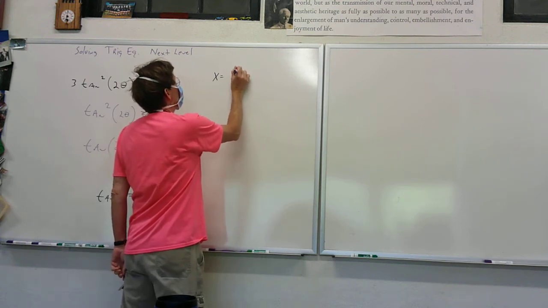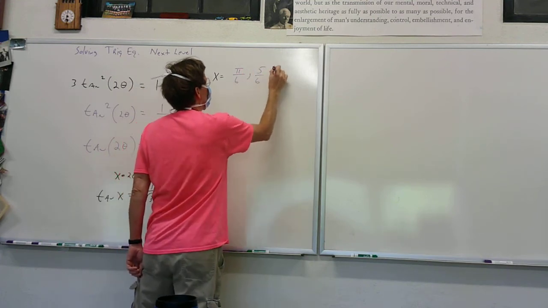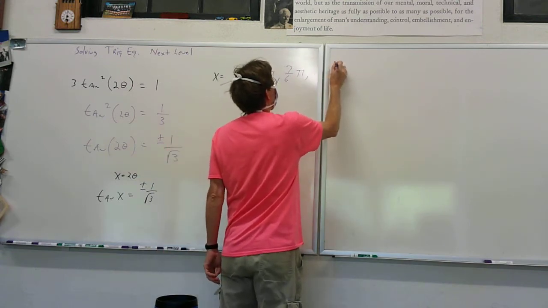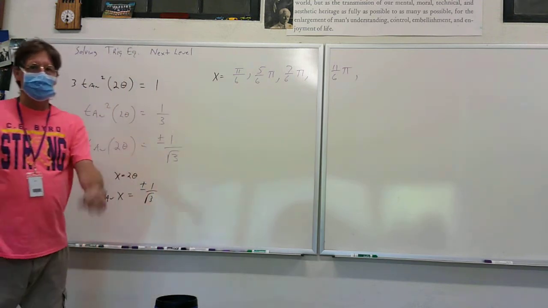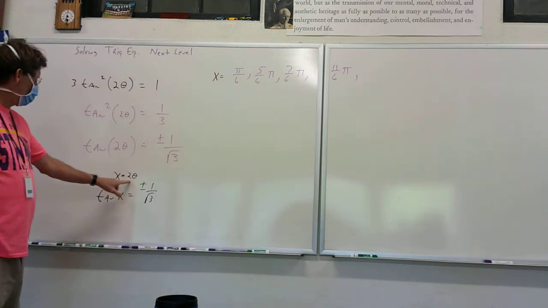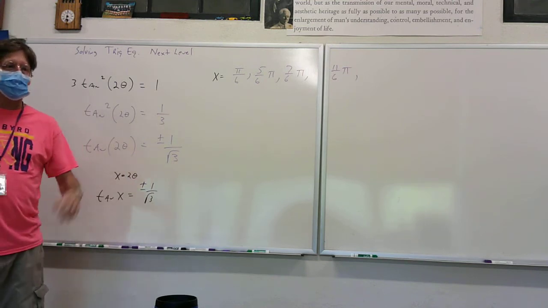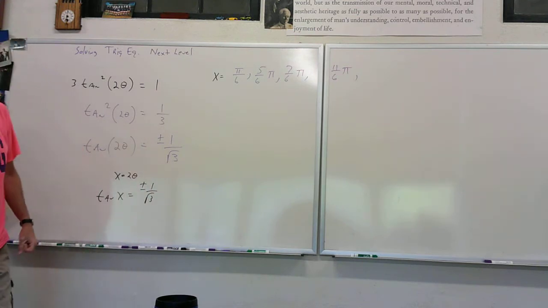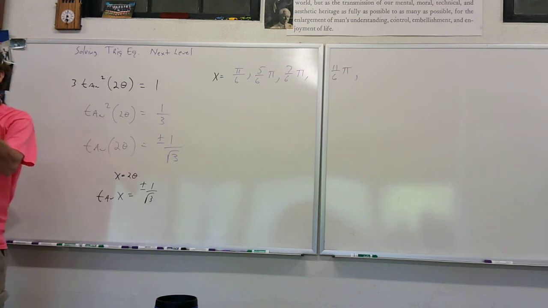Pi over 6, 5 over 6 pi, 7 over 6 pi, and 11 over 6 pi. Okay. Now, you notice we only have to go around the circle twice, because that's a 2 right there. If this were a 5 or something, you'd have to go around the circle a whole bunch. I didn't want to put a 3 there because when I was making this one up, I'm thinking, oh gosh, there's 4 answers, 4 places every time I go around.